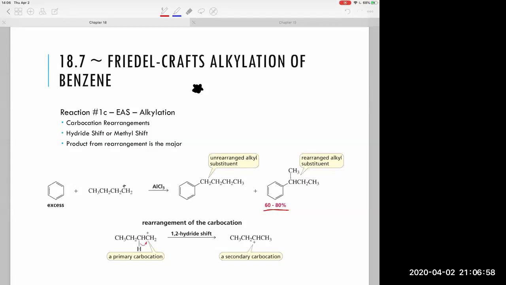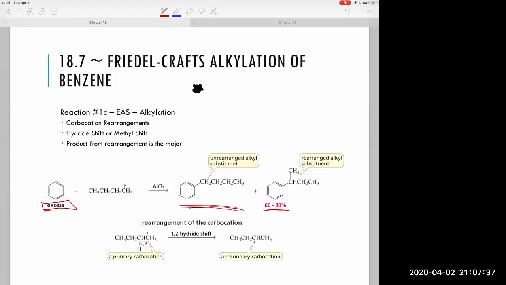And we're going to see why this is in a second, but you have to carry out these reactions with a huge excess of benzene. The reason for that is that an alkylated benzene ring is actually more reactive than a naked benzene ring. So if you don't have a huge excess, what you end up doing is just having multiple substitutions on the same ring. So if you just want a single alkylated product, you have to have an excess of benzene.